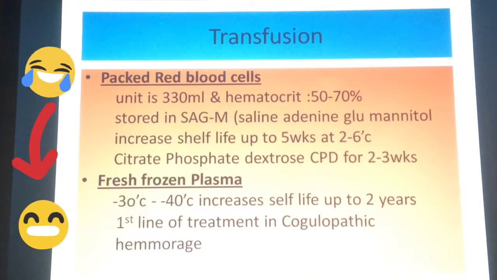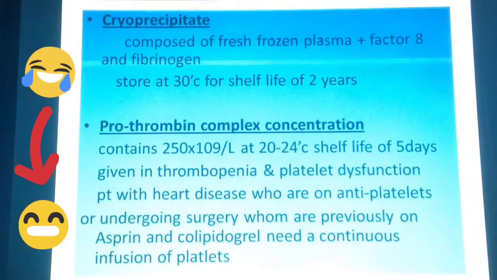Then we can also have fresh frozen plasma, which is also a constituent of blood. We keep this at minus 30 to minus 40 degrees, which increases the shelf life up to 2 years. And this is the first line treatment in coagulopathic hemorrhage, in which the blood coagulating proteins are decreased, there's increased ongoing bleeding, and the blood is not coagulating. Hence, we give such a patient fresh frozen plasma.